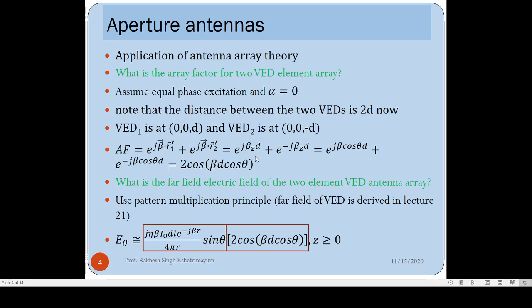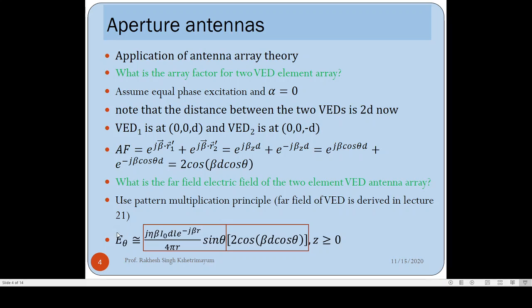And what is beta z? Beta z is the projection of the beta vector along the z axis, that is beta cos theta. So the array factor for this 2-element antenna array is 2 cosine of beta d cos theta. Once we have the array factor, you can find the far field radiation pattern of this 2-element vertical electric dipole array simply by multiplying this array factor with the radiation pattern of a stand-alone element. The radiated far field of a Hertz dipole is j eta beta I naught dl exponential minus j beta r by 4 pi r, times sin theta. This we have already derived when we discussed Hertz dipoles. This is the radiated far field of a Hertz dipole, and this is the array factor.